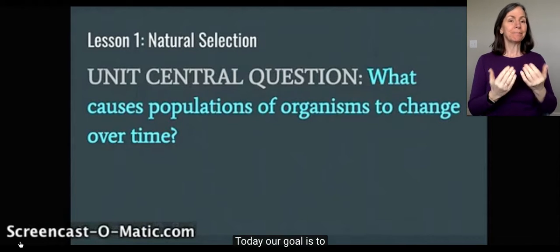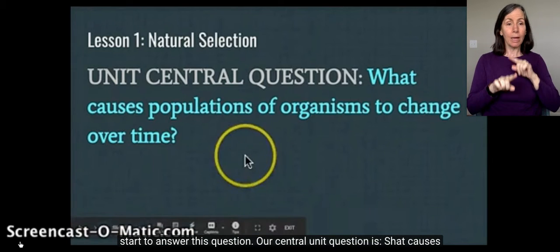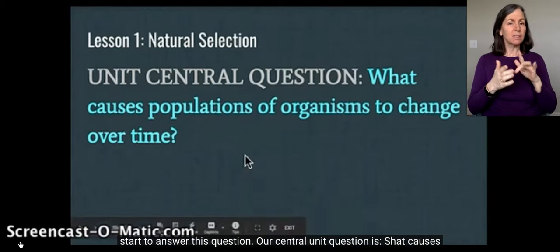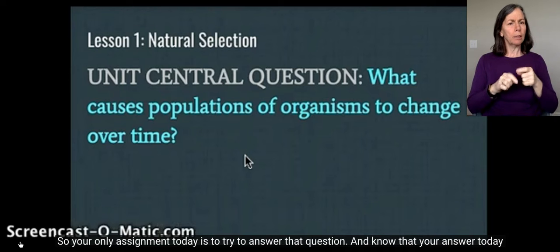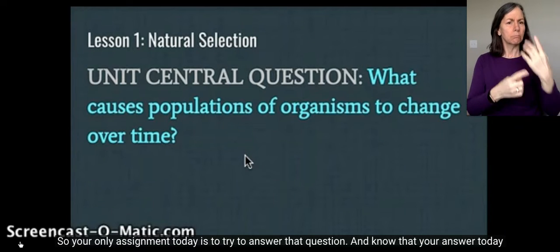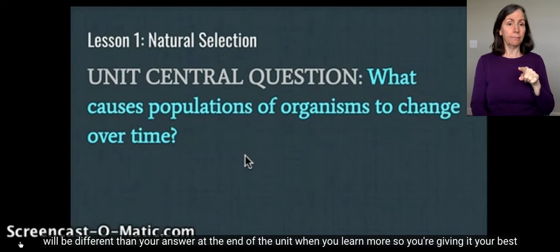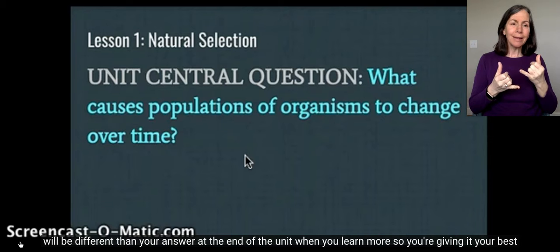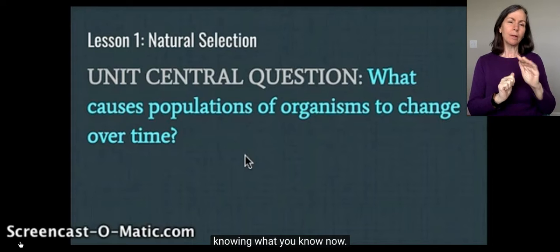Today our goal is to start to answer this question, our central unit question: what causes populations of organisms to change over time? So your only assignment today is to try to answer that question. And know that your answer today will be different than your answer at the end of the unit when you learn more. So you're giving it your best knowing what you know now.